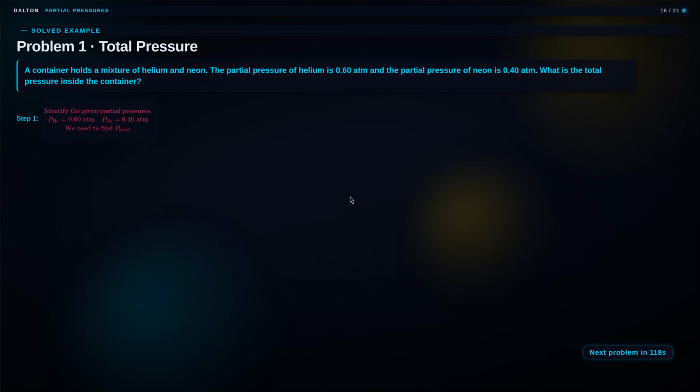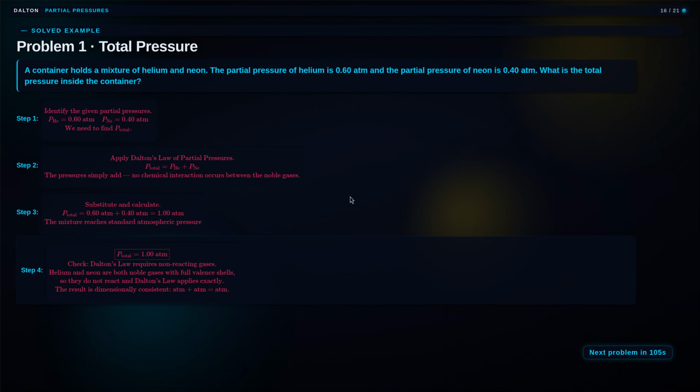Problem 1. A container holds a mixture of helium and neon. The partial pressure of helium is 0.60 atmospheres, and the partial pressure of neon is 0.40 atmospheres. What is the total pressure inside the container? We will solve this step by step.